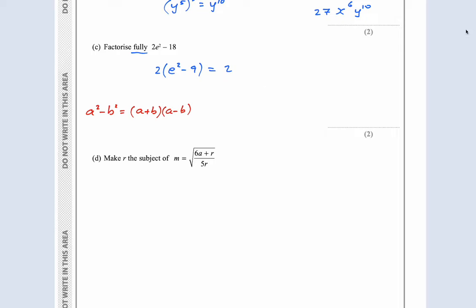So this is actually equal to e squared minus 3 squared, because 9 is 3 squared. So e squared minus 3 squared, using this rule, is e plus 3 times e minus 3. So here I can write 2 times, the 2 is just there, e plus 3 times e minus 3. And then put that there, fine.